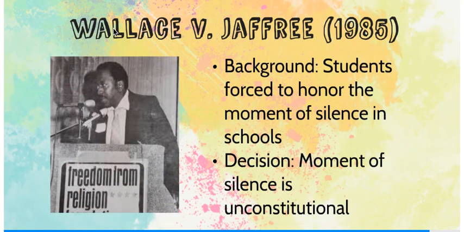Wallace versus Jaffrey is moment of silence. So here's the deal. If you take 3 fingers and put them up like it shapes a little W, and you flip them over, it makes an M for moment of silence. So again, if you take just 3 fingers and hold them up like you're holding up the number 3, it's not really number 3, it's a W for Wallace, and then you flip them over and it's an M for moment of silence.